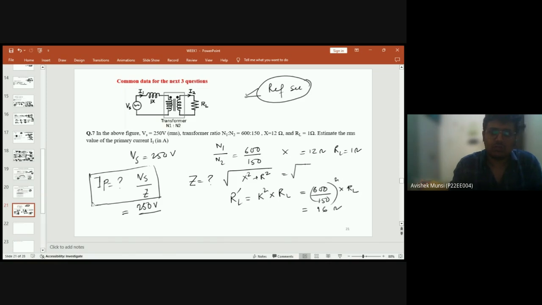So it is 12 square plus 16 square. If you solve it, then what will be the value of Z? 400, root over 400, right? 20. The value of Z is 20. So we put it over here, then it will be 12.5. So those who got the answer 12.5, it's absolutely right.